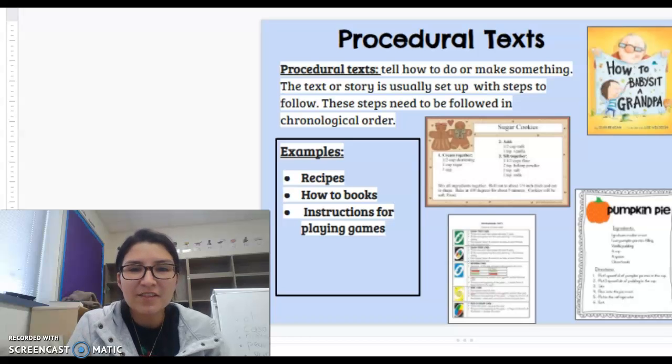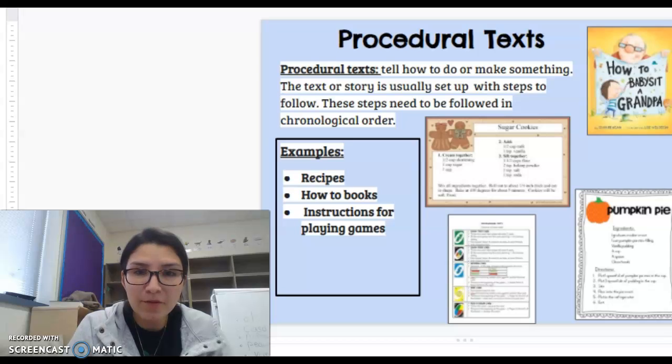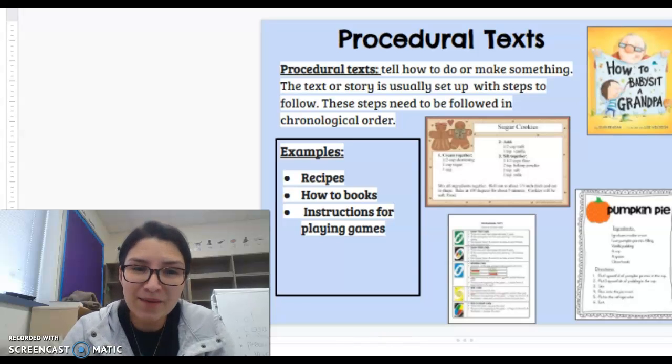Hi there! So today we are going to be reviewing a couple of different things that we've gone over in the last couple of weeks. The first thing we're going to review is procedural text. Go ahead and say that with me, procedural text. Excellent job. So we're going to go ahead and review this and then talk about a couple of examples.